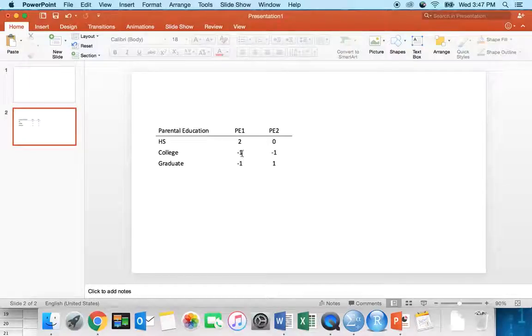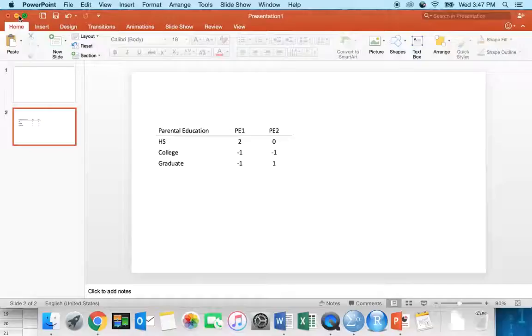How many units do we move from -1 to 2? Well, we move 3. We move to 0, 1, 2, so 3 units. So the coefficient of PE1 is going to be 1/3 the difference between the means of parental education for high school and college and graduate combined together.